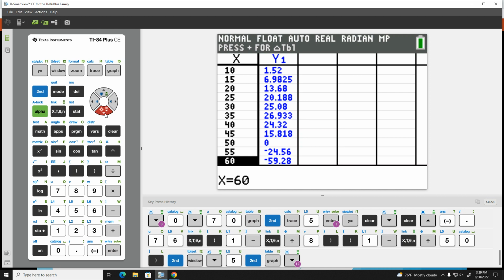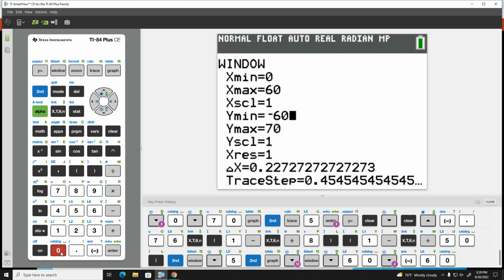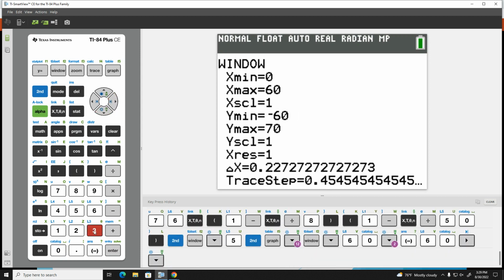So the highest number I saw on this entire Y list is 26.93. I'm going to want to go a little above that, so I'm thinking 30 for my maximum. And the smallest number I see is negative 59.28, so I'm going to go negative 60. So I'm going to use what I've done so far to set up my window. It told me to go up to 60, so 0 to 60 in the X direction. That was in the problem. And then from looking at my table, the smallest was just above negative 60, and the largest was a little bit below 30. All right, so that's what I saw on my table. I'm going to see what the graph looks like.